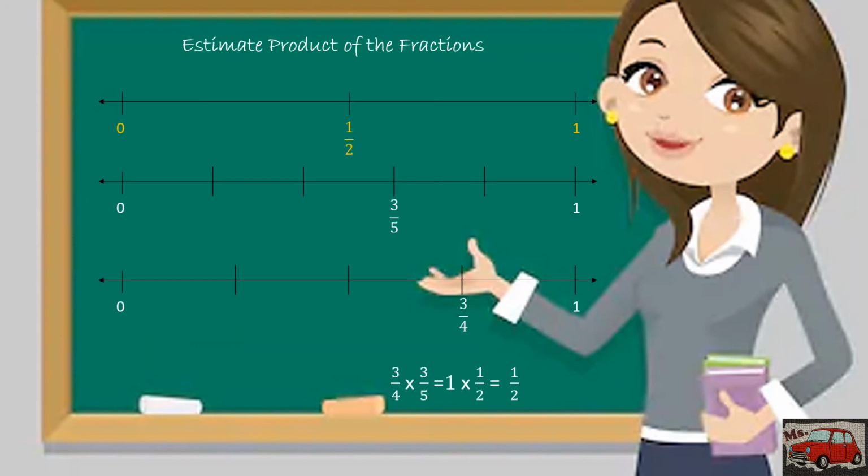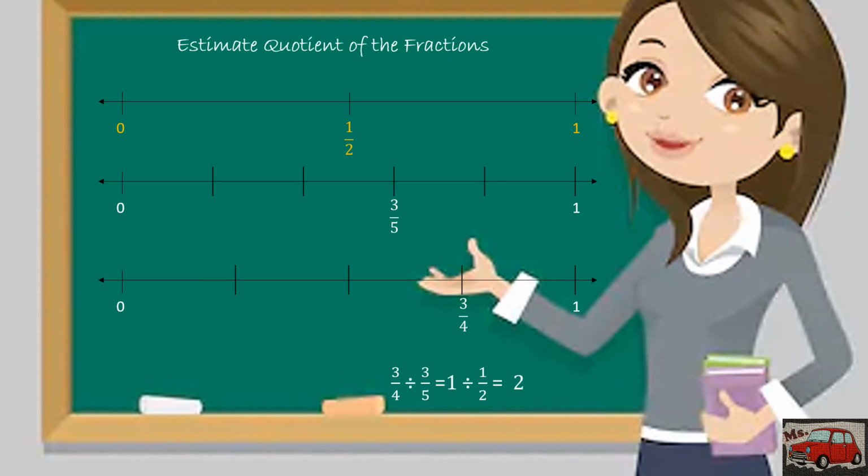Okay, so now let's get the estimate product of the fraction. So kanina, kinuha na natin yung estimate ng 3/4 tsaka ng 3/5. So now we will just multiply them. So yung estimate ni 3/4 is 1, and then yung estimate ni 3/5 is 1/2. So 1 times 1/2, the answer now is 1/2.